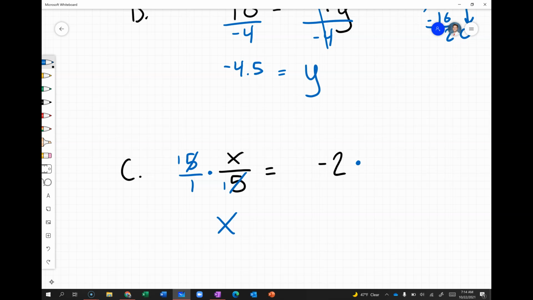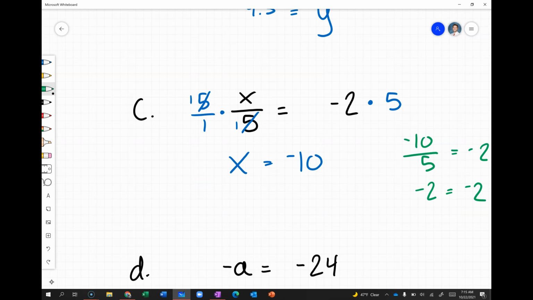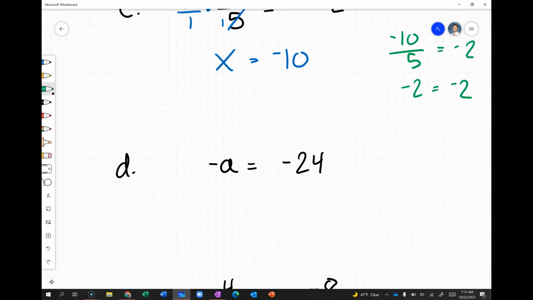And anything we do on the left side of the equation, we need to do on the right side. So x equals negative 2 times 5, which is negative 10. And again, checking our answer, negative 10 divided by 5 equals negative 2. So we are good. All right, this next one, we have negative a equals negative 24.